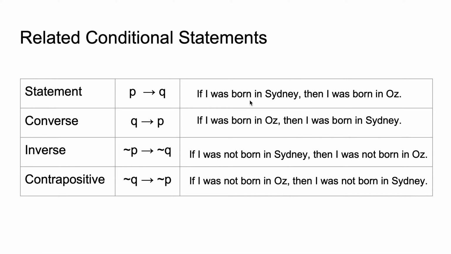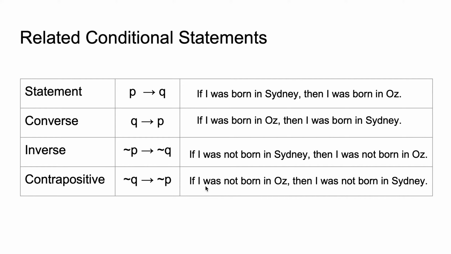So here we go. If I was born in Sydney, then I was born in Australia. Just use Oz to represent Australia. That's true. Sydney is part of Australia. If I was born in Australia, then I was born in Sydney. That is not true, because there are many other places I could be born. That's the converse. The inverse is if I was not born in Sydney, then I was not born in Australia. That's just absurd. That's false. Okay, because there are many other places I could be born.